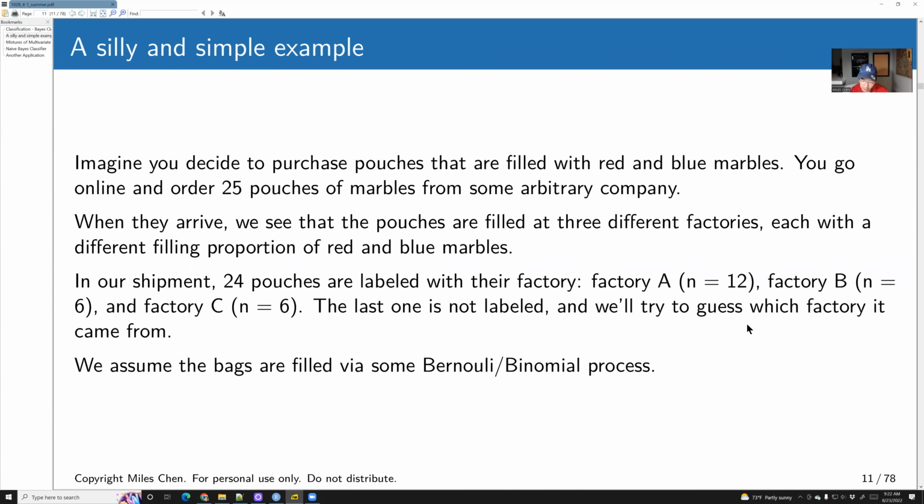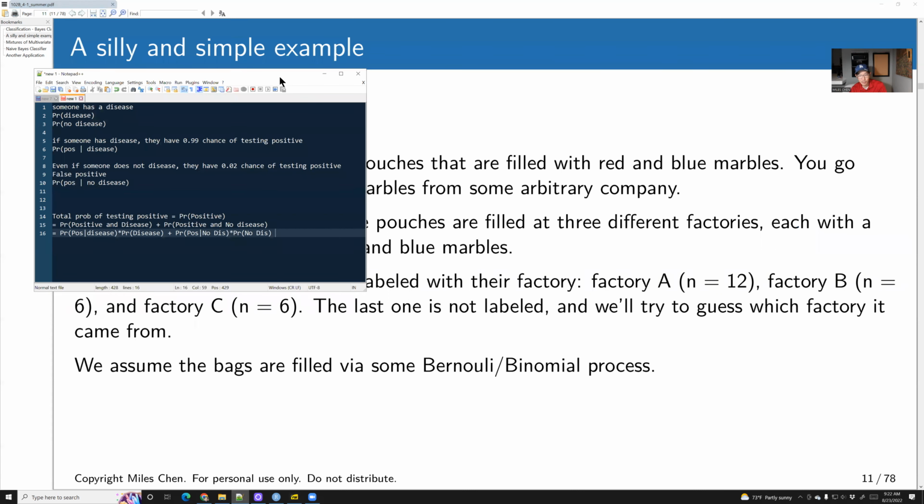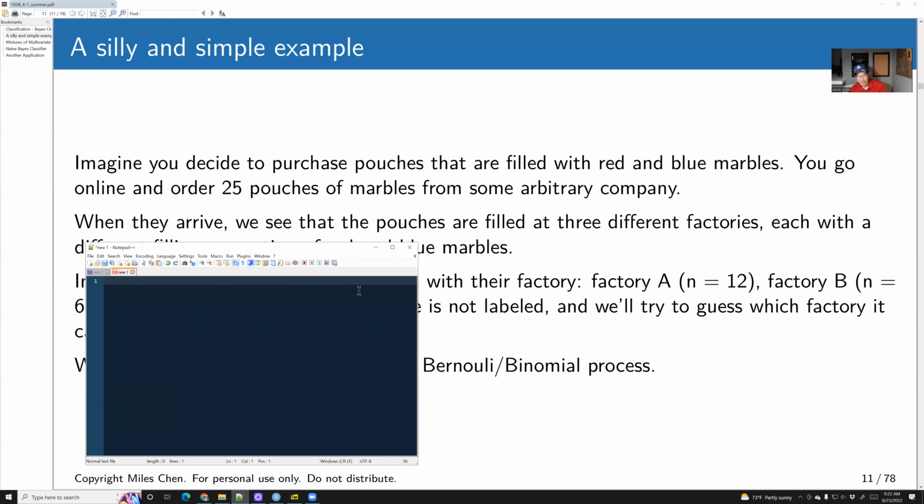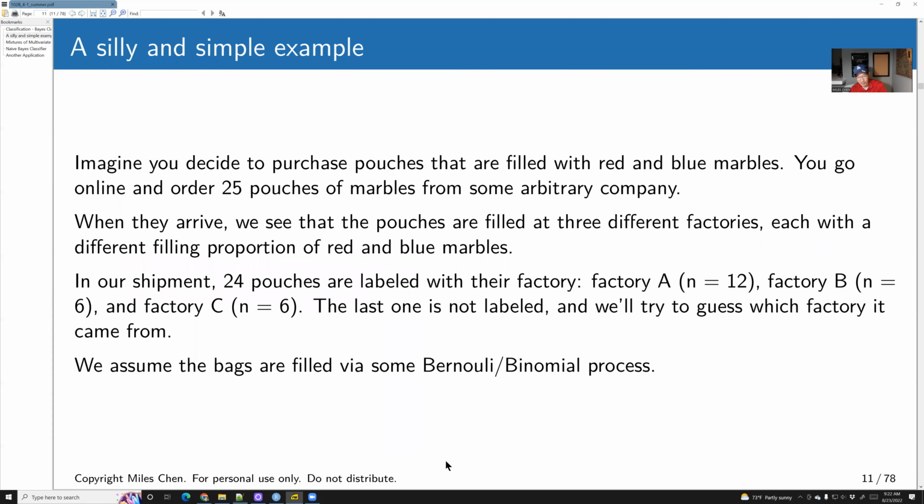Okay, so this is a silly example, but I hope it works. One day we decide we are going to buy a whole bunch of marbles. You go on the internet and say, I'm going to order 25 bags of marbles. The marbles come, and it's a mix of red and blue marbles. Inside these bags, some are red, some are blue.